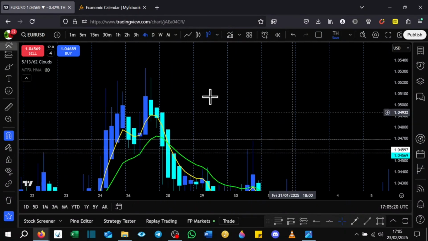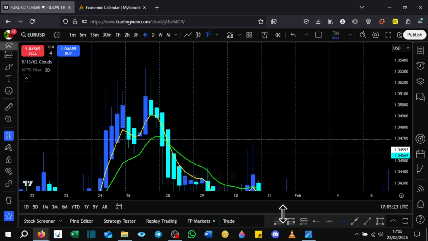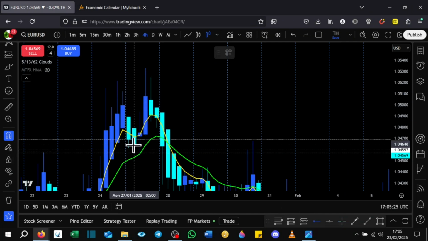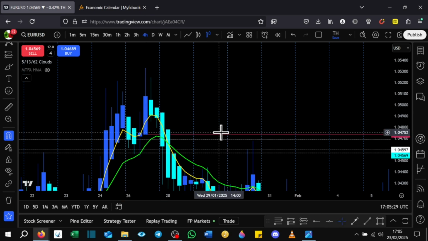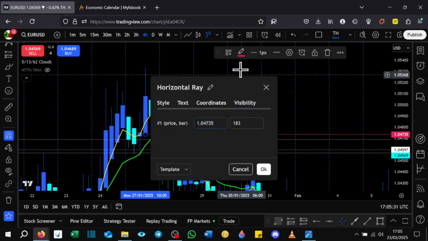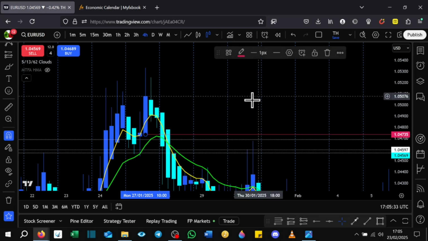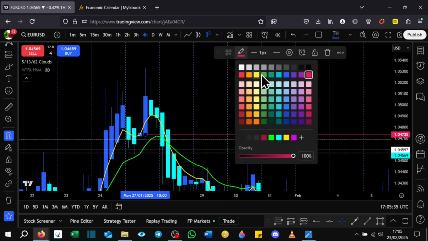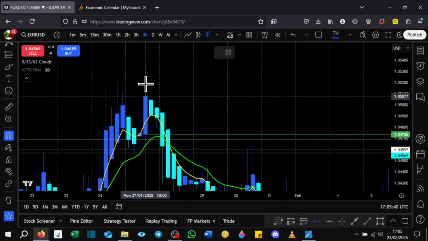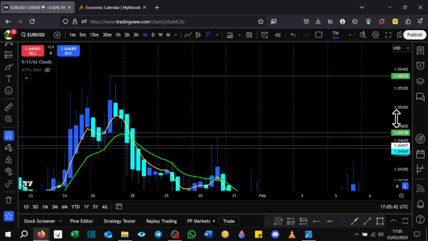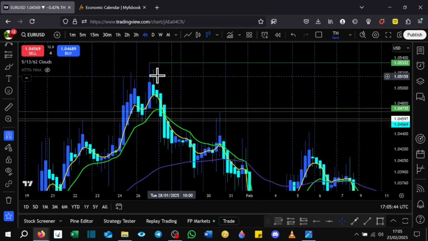And there was this institutional candle here, so we did have this last up candle before this down move. I was just doing a bit of testing, so that was red, but this should be green. So if we mark up this potential reversal zone, this is the institutional candle.